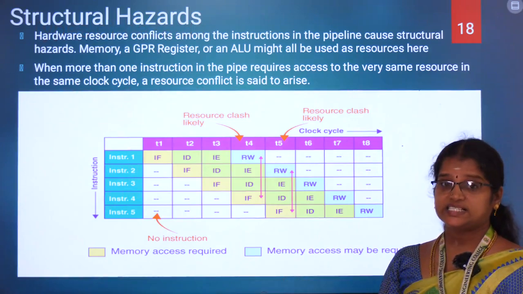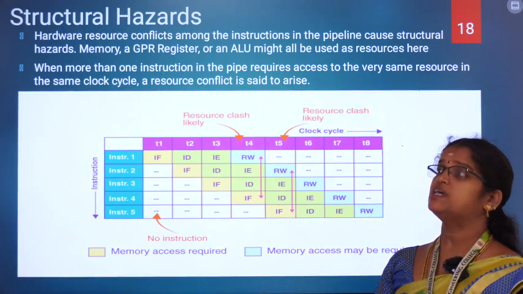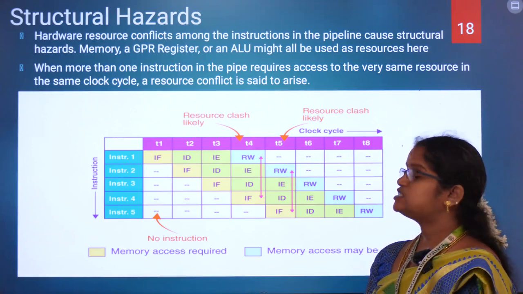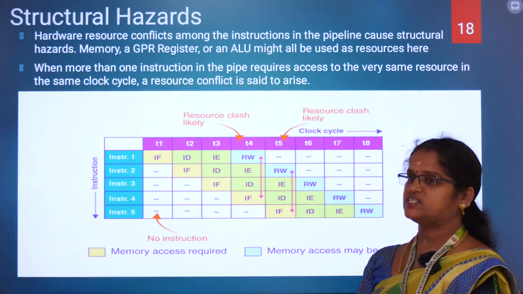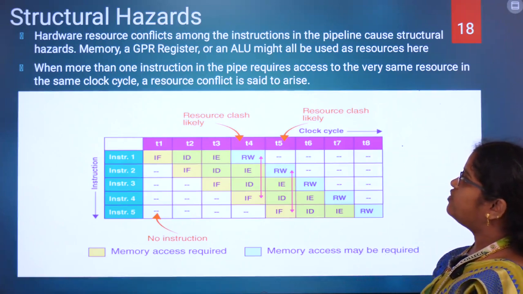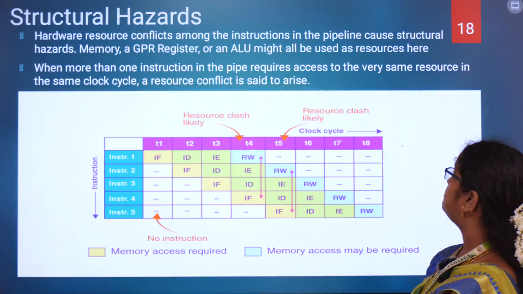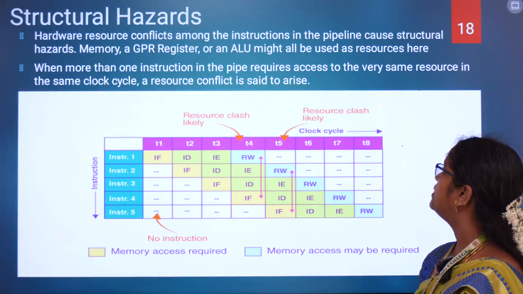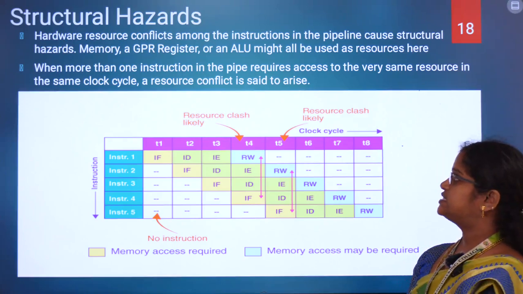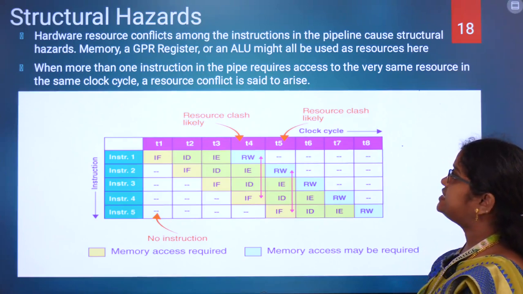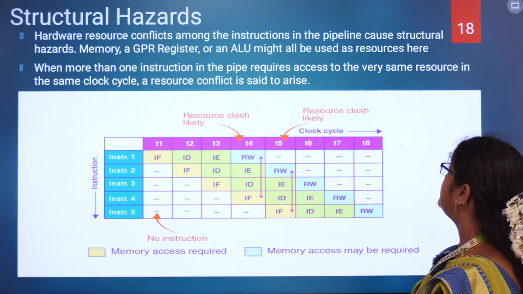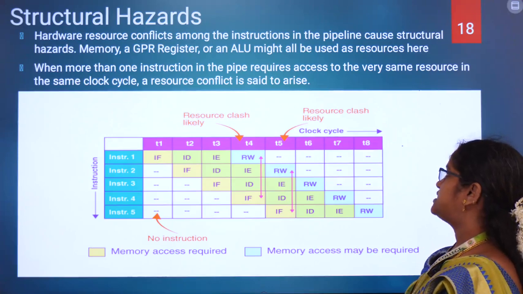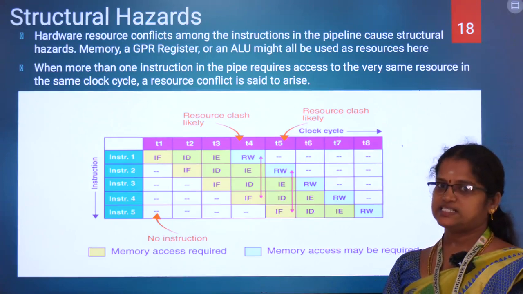The first one is structural hazards. Structural hazards most probably occur from resource conflicts. Hardware resource conflicts among the instructions in the pipeline cause structural hazards. Memory, a GPU register or an ALU might all be used as resources here. When more than one instruction in the pipe requires access to the very same resource in the same clock cycle, a resource conflict is said to arise. So this is called a structural hazard.